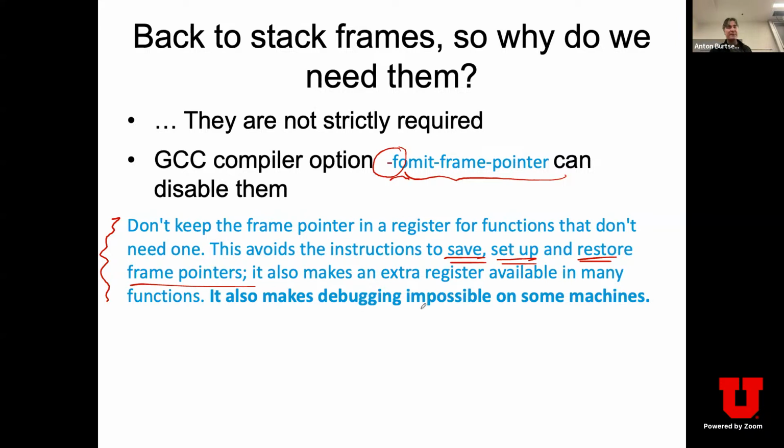Obviously, execution times. It also makes an extra register available in many functions. So EBP becomes your general register, which you can use for arithmetic operations and stuff like that. But it also has this statement. It also makes debugging impossible on some machines. So why is that? It turns out from this comment that we need the stack frame just for debugging, it seems like.